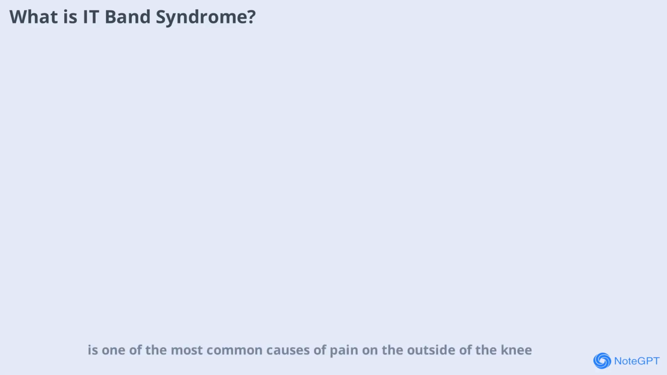Iliotibial band syndrome, or ITBS, is one of the most common causes of pain on the outside of the knee, especially among long-distance runners and cyclists. The pain results from inflammation where the iliotibial band, a thick band of tissue running along the outside of the thigh, rubs against the lateral femoral condyle during repetitive knee movements.